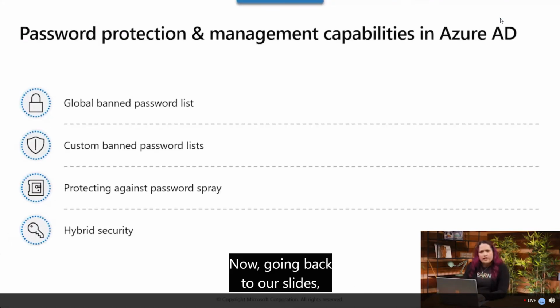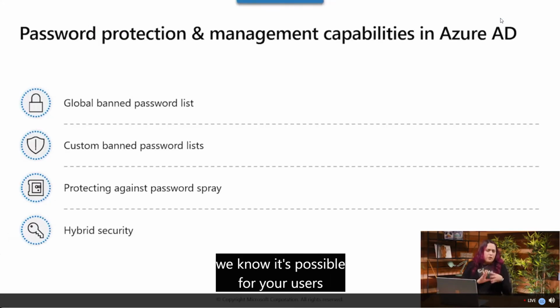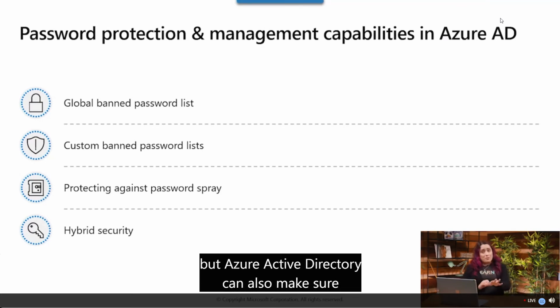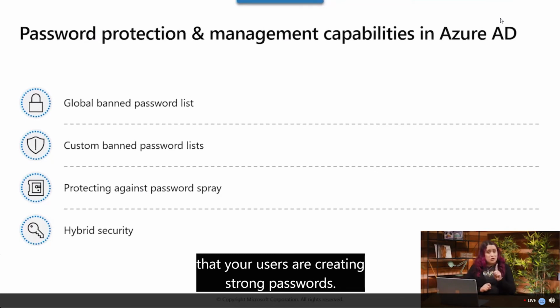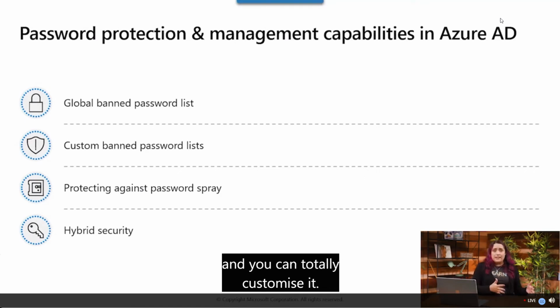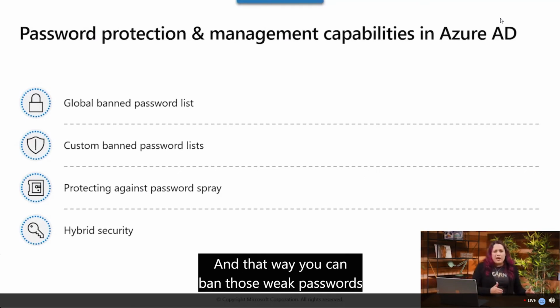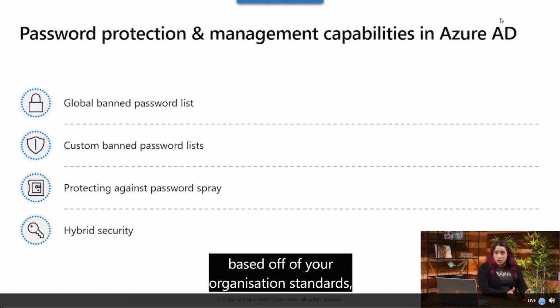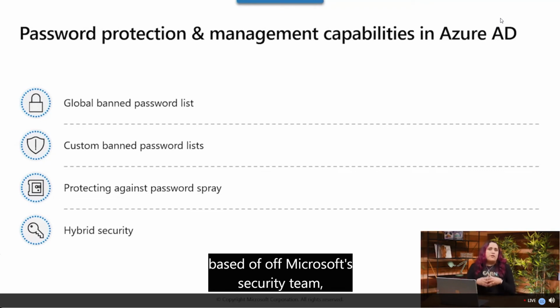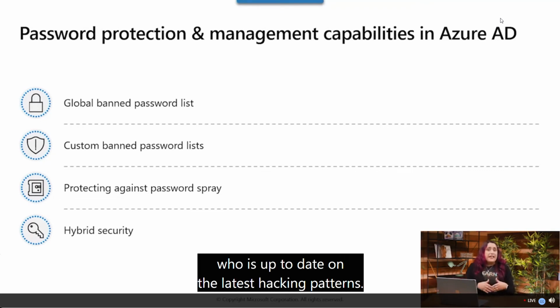Now, going back to our slides, we know it's possible for your users to reset their own passwords pretty easily, but Azure Active Directory can also make sure that your users are creating strong passwords, and we do this by setting up a banned password list. And you can totally customize it. And that way you can ban those weak passwords based off of your organization's standards. But we also include recommendations based off of Microsoft's security team, who is up to date on the latest hacking patterns.